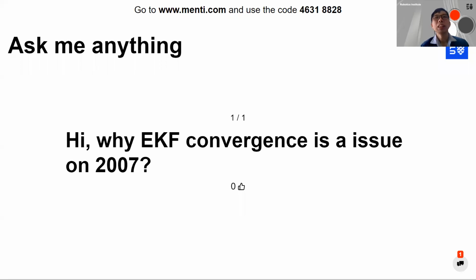Okay, why is EKF convergence an issue, on 2007? Yes. Okay, so the short answer is the linearization. When we have linearization error, then this EKF SLAM will give us overconfident results.